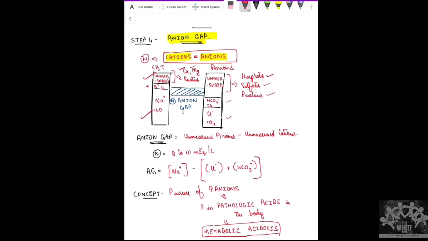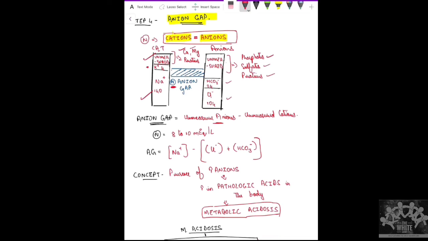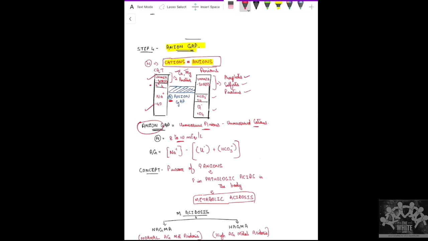So with this, we can see that there will be some amount of anion gap. Why is it called anion gap? Because unmeasured anions are much more than unmeasured cations. If we subtract unmeasured cations from unmeasured anions, we get some amount of anion gap. This is normally present in our body. So unmeasured anions minus unmeasured cations is the anion gap. Normally it is around 8 to 10 milliequivalents per liter.